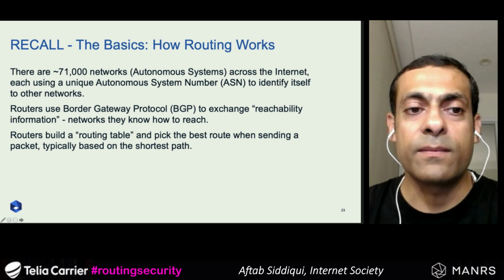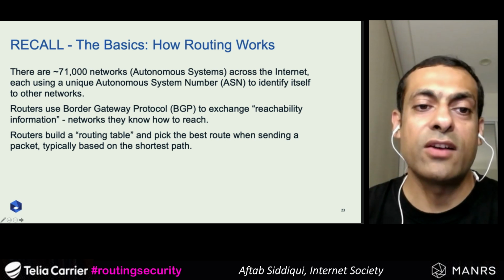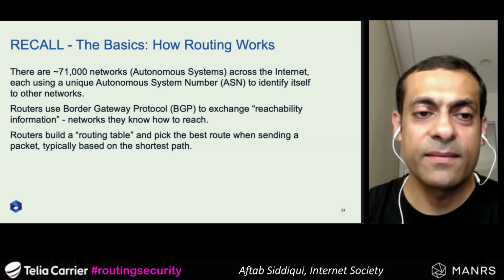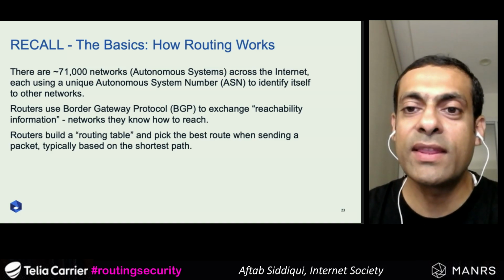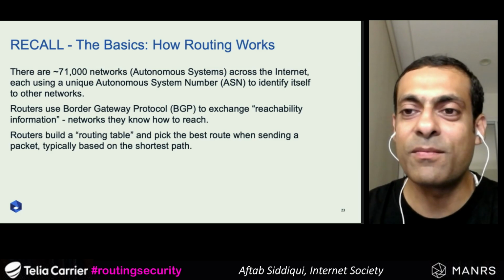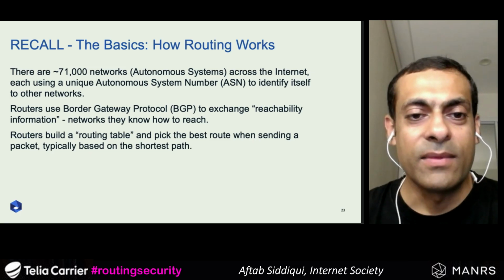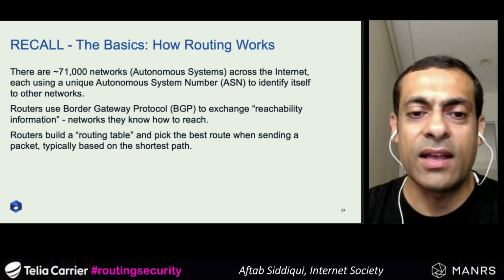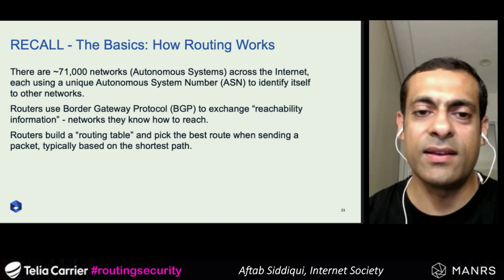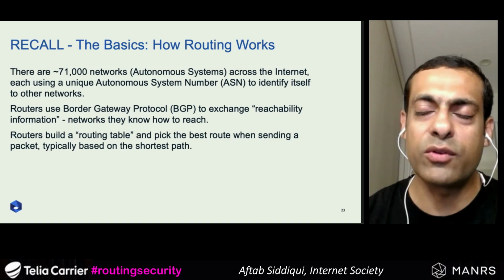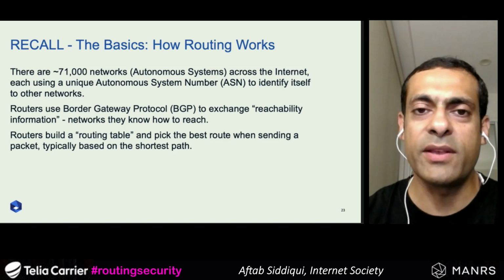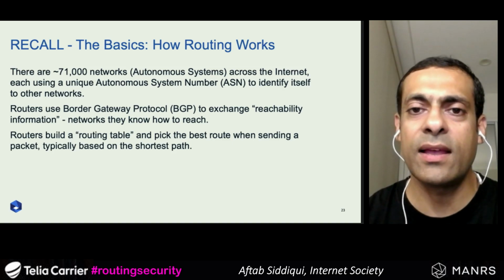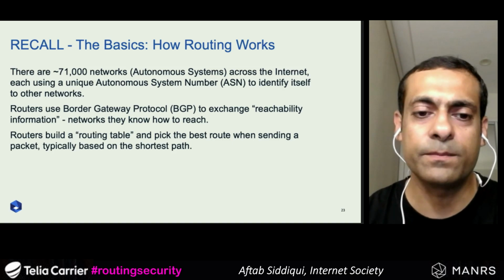Again, it's just a recall. There are more than 71,000 networks across the internet. And how do we know that? Because there are more than 71,000 ASNs in the global routing table. They all are using BGP. And of course, routers are building the routing table, where they make decisions on the basis of what routes they see in the routing table.